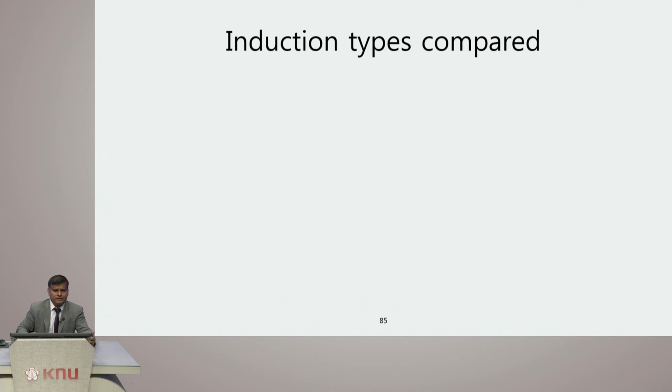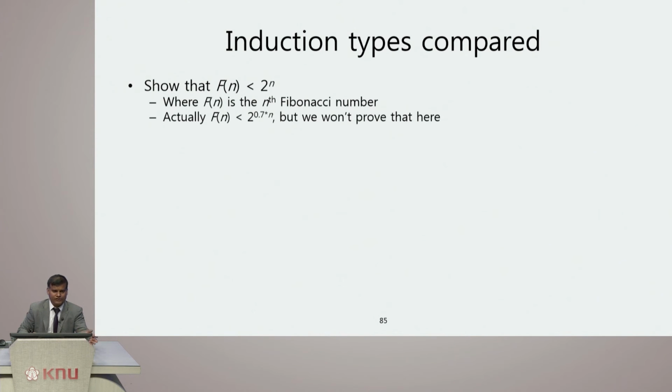Let's go further and see some induction types compared. We have to prove that f of n is less than 2 power n, where f of n is the nth Fibonacci number. Actually f of n is less than 2 power 0.7 times n, but we don't really have to prove that here.